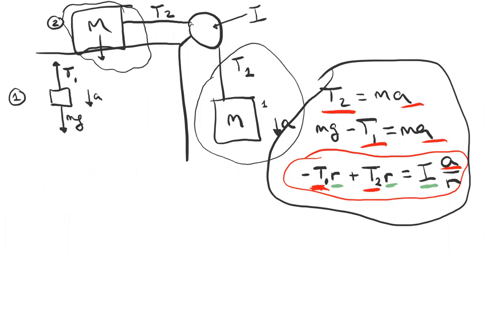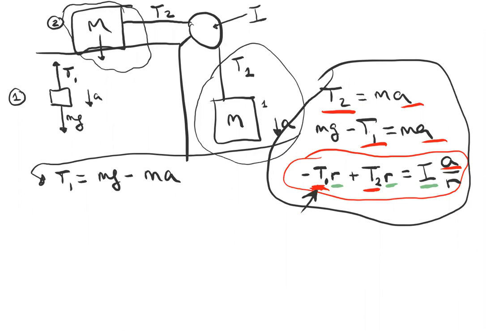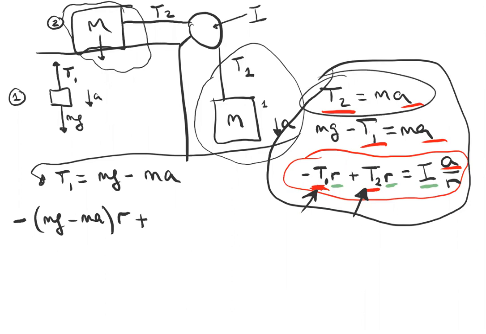What I will do is I will first solve for T1 from this equation. From this equation, I know that T1 is equal to mg minus ma. And then I will substitute T1 and T2 in here. So instead of T1, I will substitute this. I will get negative (mg minus ma) times r plus, for T2, I will substitute this, plus ma times r. This equals I acceleration over r.